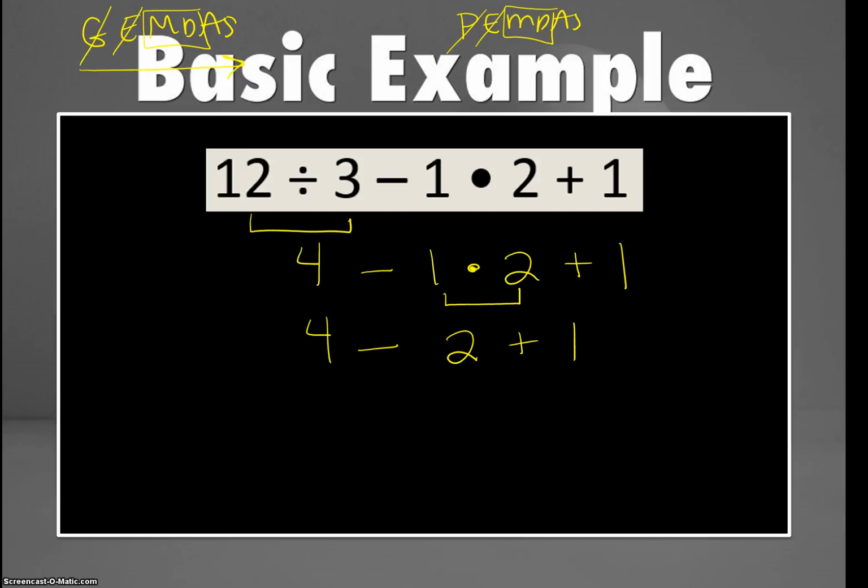Now I go back to my GEMDAS. I have multiplication done, and all I have left is addition and subtraction. I solve addition and subtraction in order from left to right. So I need to first subtract 4 minus 2 to get 2 before I add 1. My final sum is 3. 3 is your final answer.